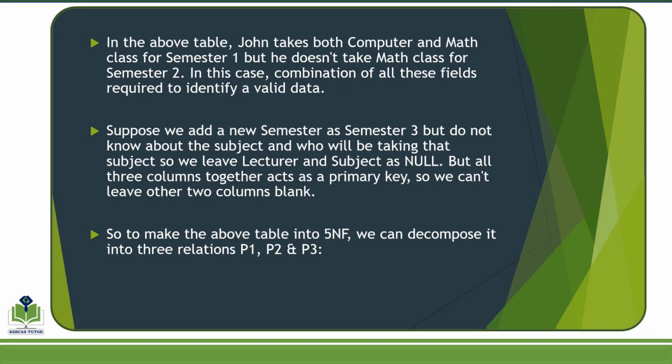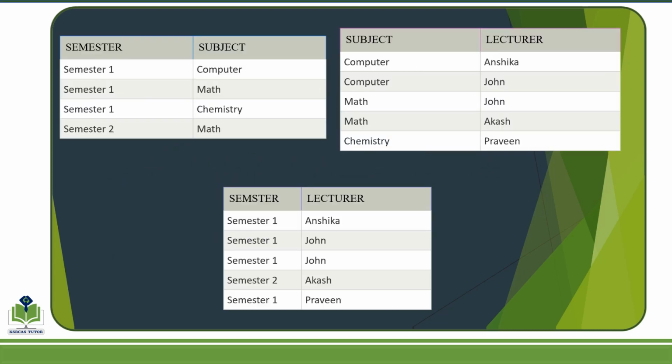So to make the above table into fifth normal form, we have to decompose it into three relations called P1, P2 and P3. So these are all the split tables P1, P2 and P3. The P1 table consists of two fields, semester and subject. The P2 table consists of two fields, subject and lecturer. And the P3 table consists of the relationship between the first table P1 and the second table P2, that is semester and lecturer. Now the tables are in fifth normal form.